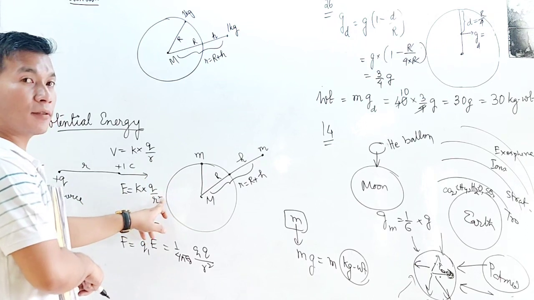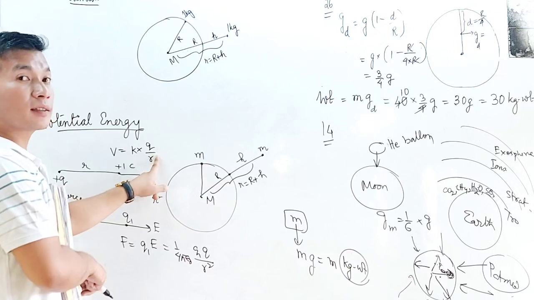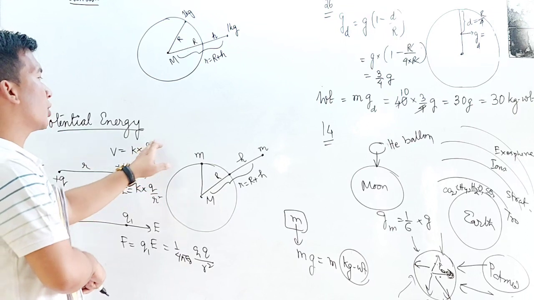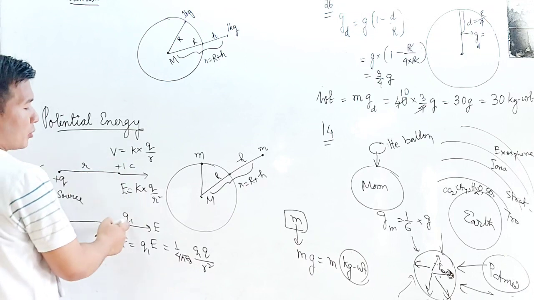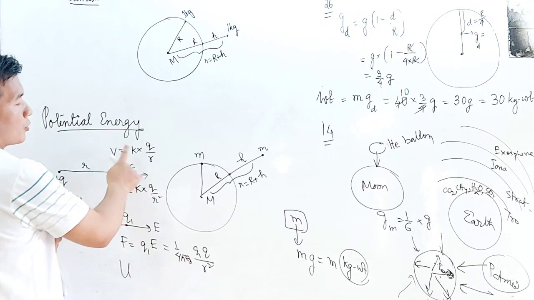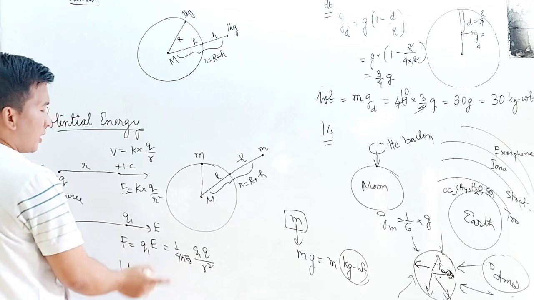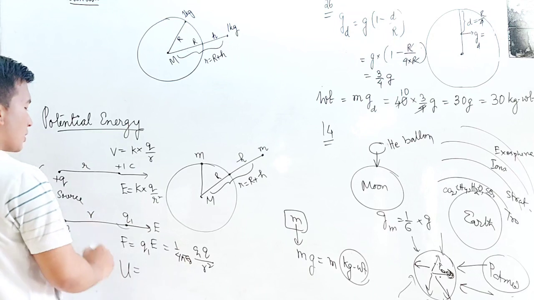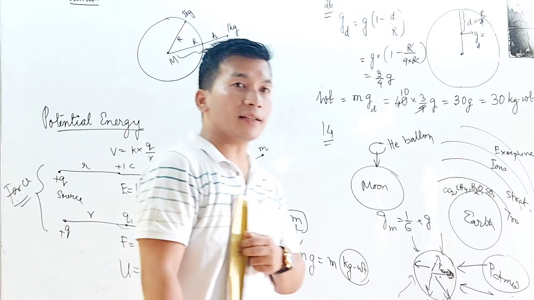In force it was R square, but for potential the power is reduced to 1, it is now Q by R. If 1 coulomb costs some energy, then 3 coulombs will cost 3 times that. Just like that, the total energy required for Q1 to exist at a distance r from this source is very simple, it is V into Q1. Can we write like this or not?